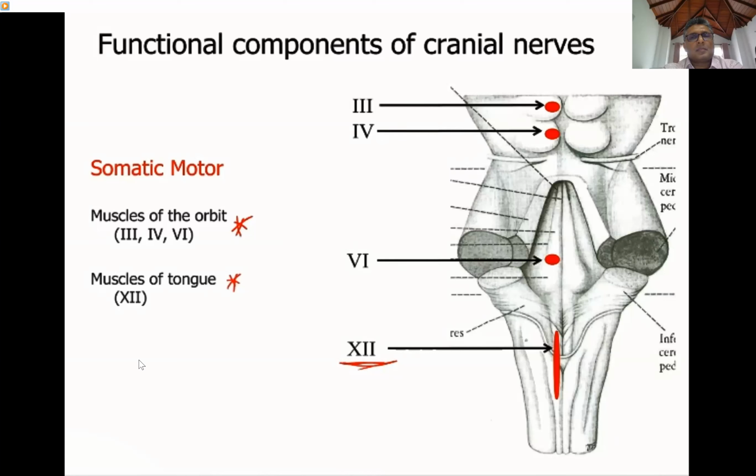At the beginning of the lecture, I mentioned that certain muscles in the head and neck region are supplied by somatic motor components, and these muscles develop from occipital myotomes. So these muscles, extraocular muscles and muscles of the tongue, belong to that category.